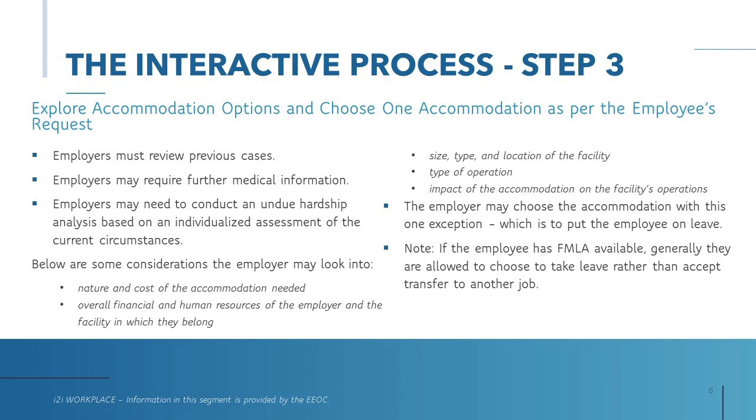At this point, if more than one effective reasonable accommodation applies, then the employer may choose the accommodation with this one exception, which is to put the employee on leave. If there is another choice of possible accommodations that would enable the individual to work and perform the functions of the job, then the employer cannot require that the individual will go on leave.